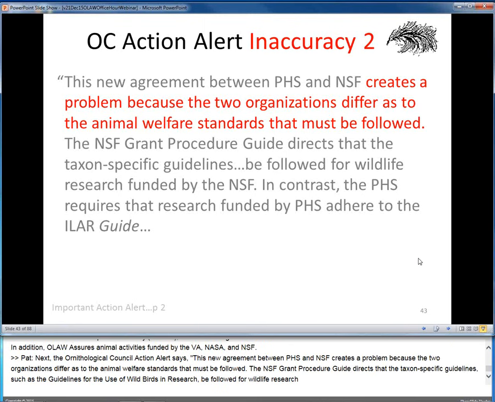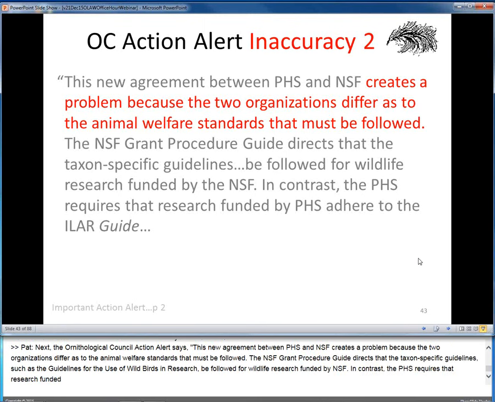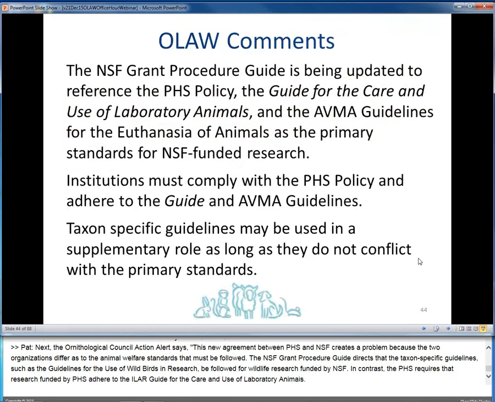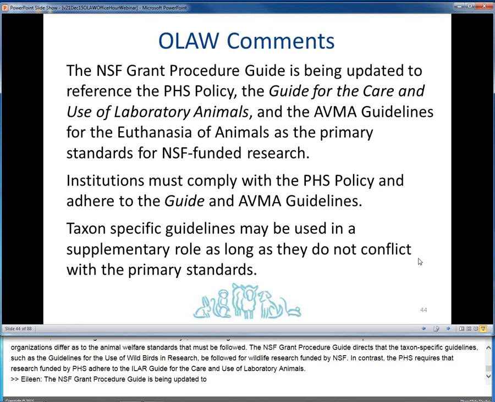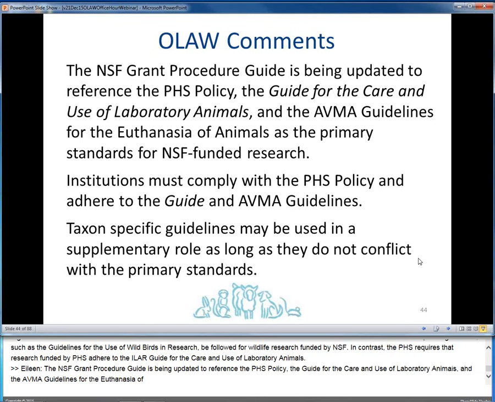In contrast, the PHS requires that research funded by PHS adhere to the ILAR Guide for the Care and Use of Laboratory Animals. The NSF Grant Proposal Guide is being updated to reference the PHS policy, the Guide for the Care and Use of Laboratory Animals, and the AVMA Guidelines for the Euthanasia of Animals as the primary standards for NSF-funded research. Institutions must comply with the PHS policy and adhere to the Guide and AVMA Guidelines.